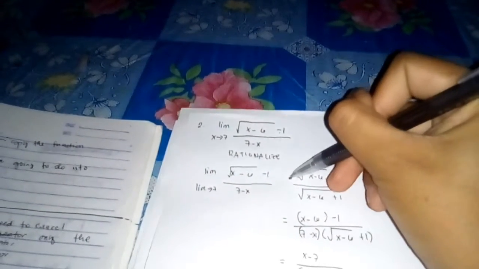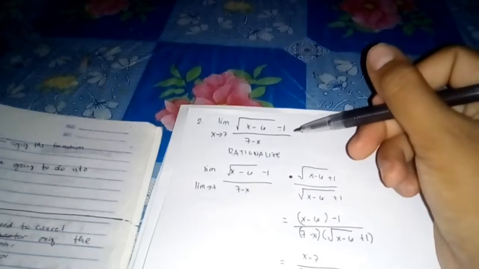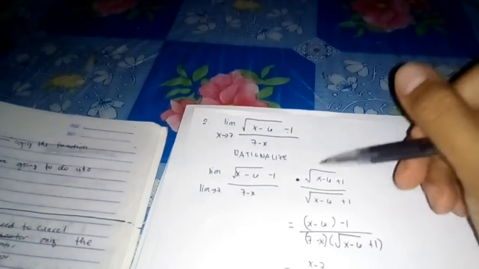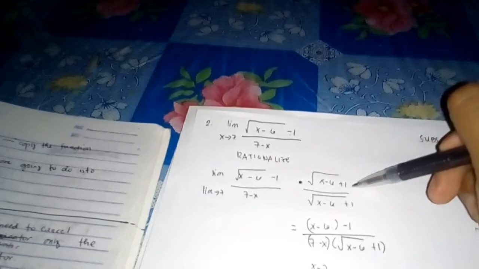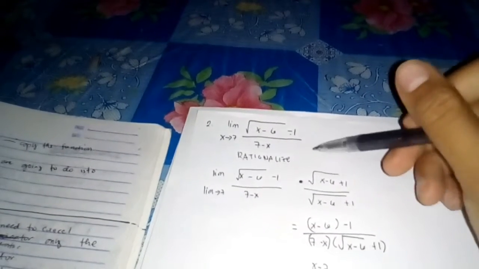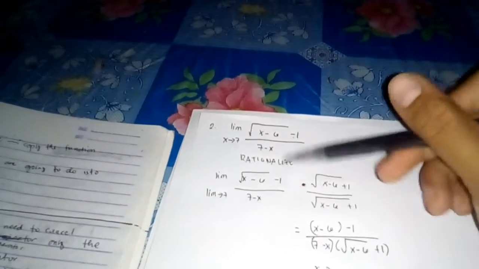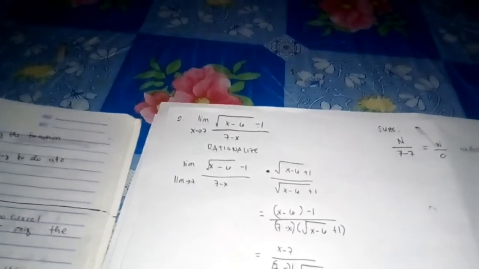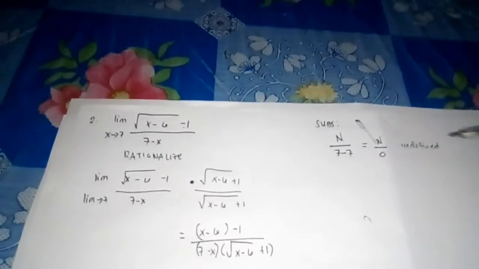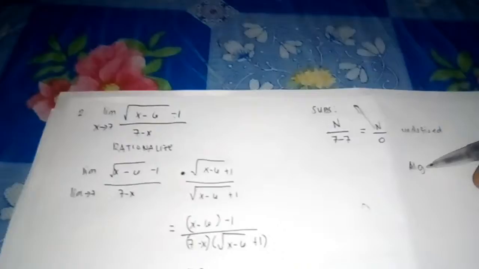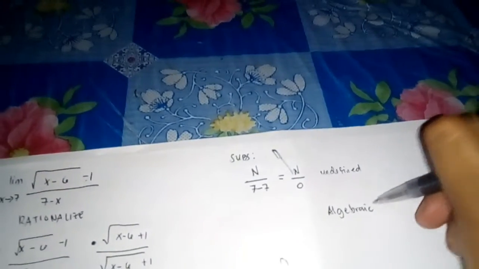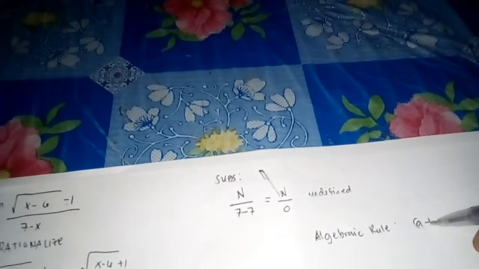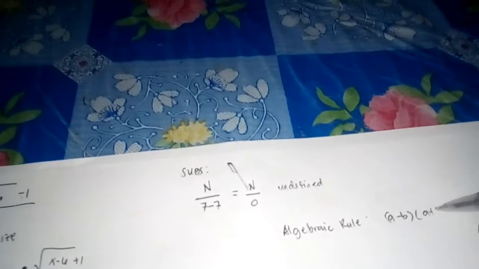So multiply both the numerator and the denominator by the square root of x minus 6 plus 1 over the square root of x minus 6 plus 1. So multiply both numerator and denominator. So therefore, according to the algebraic rule, a minus b times a plus b.